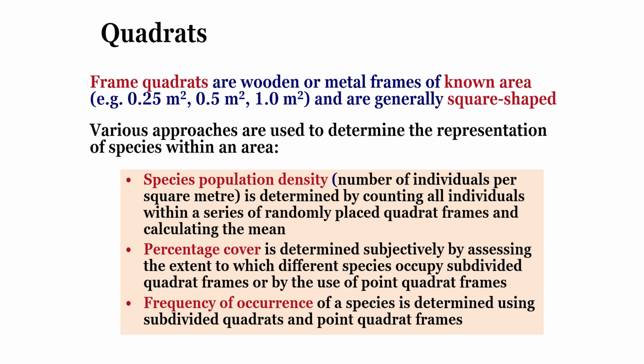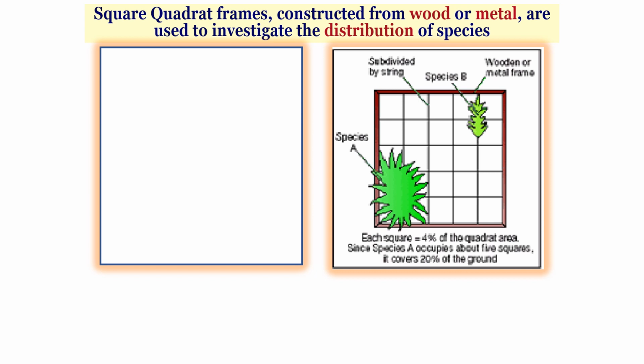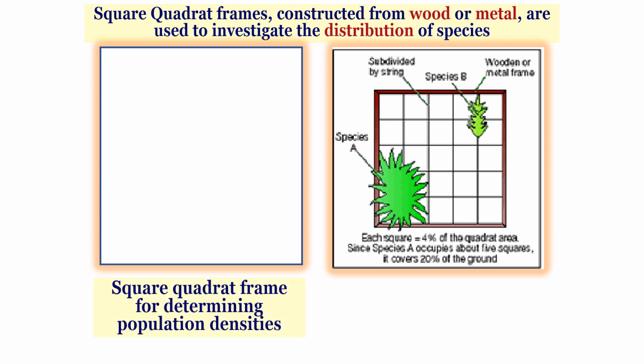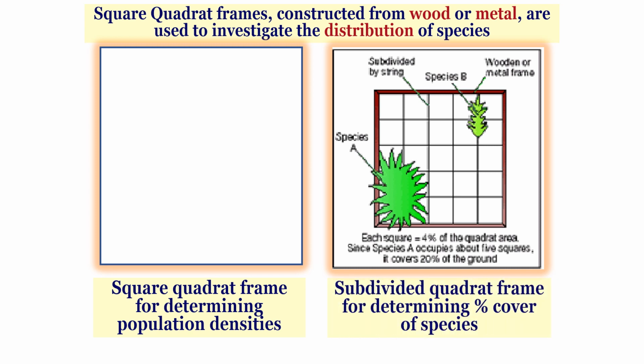Now, let us just go one by one. So here we see a quadrat frame. A quadrat frame, as I told you, is a square frame made of wood or metal, and it is used to investigate the distribution of species. Now, the square quadrat without the subdivision is used to find out the population densities, while a square subdivided quadrat is used to find out the percentage cover of a species.